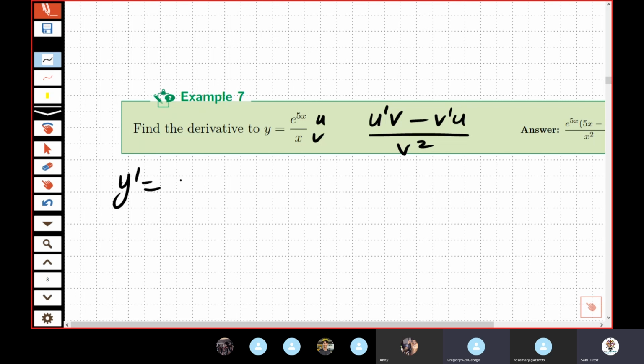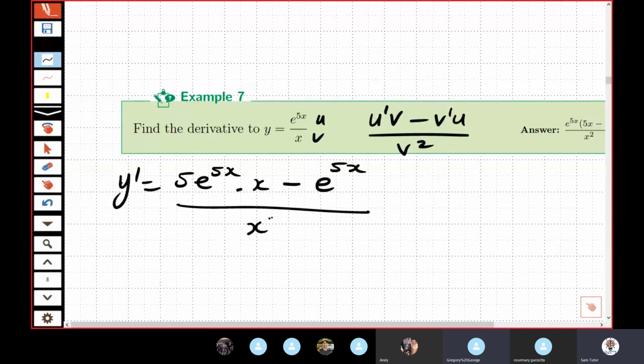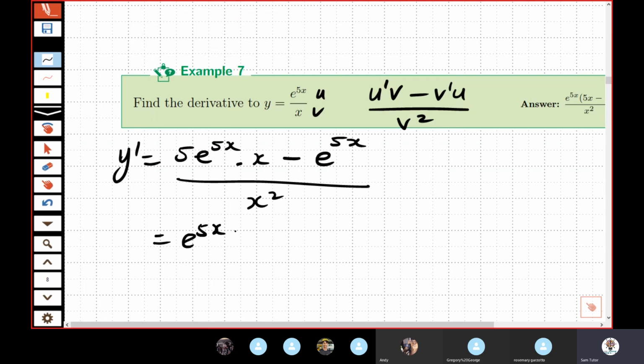For the first, you differentiate the e, so that's just 5e to the 5x, and then times by x, and then you do 1. Yeah, 5x, and then over x squared. And then again, you can see e5x is common. So what's in your brackets? You have 5x minus 1 over x squared. Great work.